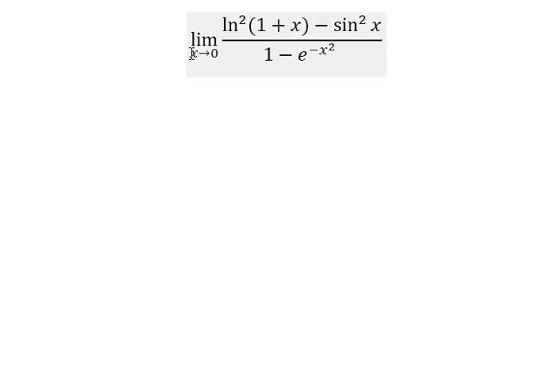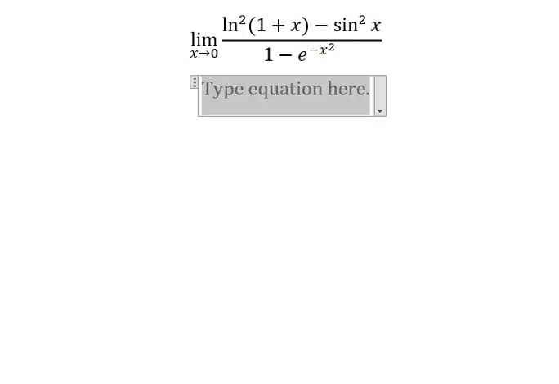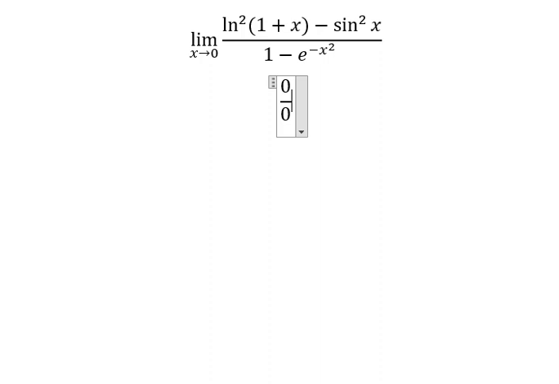When we put s approach to number 0 here, and here, we have ln of 1 that is about 0. Sine of 0 we have 0. 1 minus e to the power of 0 that is about 1. 1 minus 1 we have 0. So we can use L'Hospital.